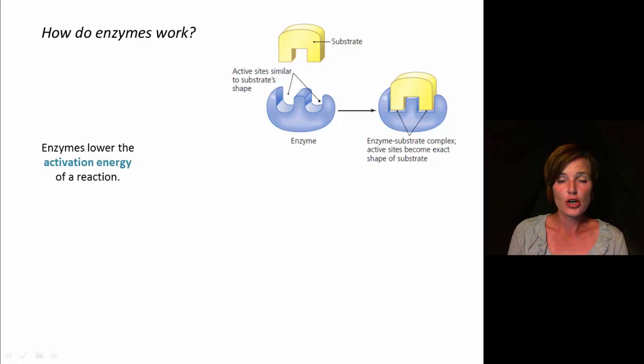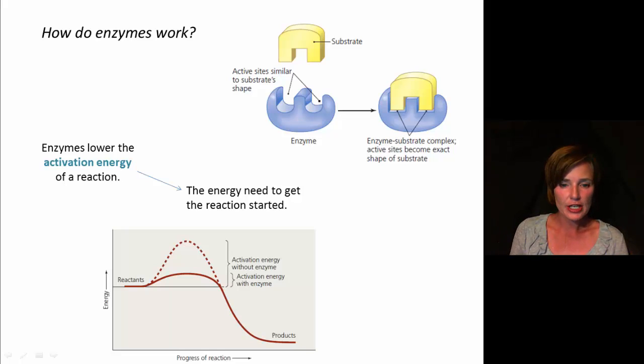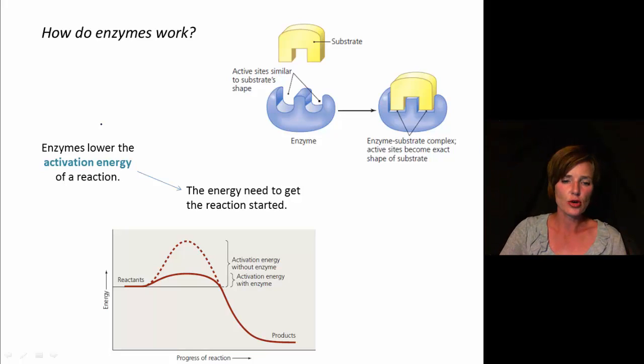Enzymes specifically are going to lower the activation energy of the reaction. And the activation energy is the energy amount that we need to get this reaction going. So we think of it like a hill. If you look at this diagram right here, the reaction without the enzyme being present has a nice tall hill. And so we're talking about starting here and climbing all the way to the top of the hill.